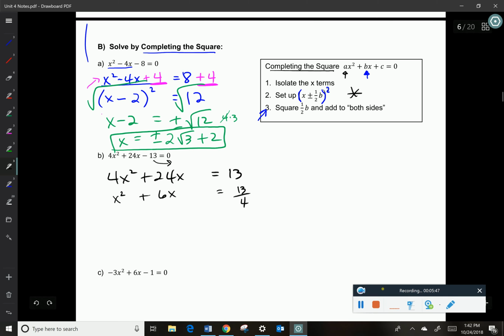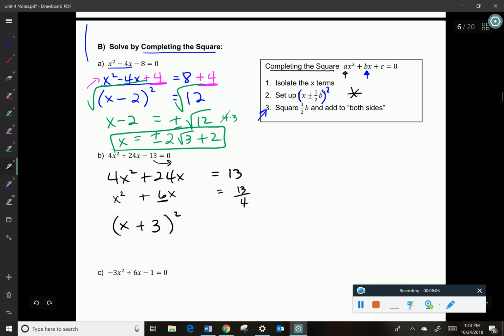Okay, so I've already isolated the x's. Number 2 is to create your quantity squared. So what do I fill in? Well, I'm going to fill in x, because this is a plus sign, I'm going to put plus. And then how do I know what this number is? Well, it's always half of this number in front of the x. So half of 6 would be 3.